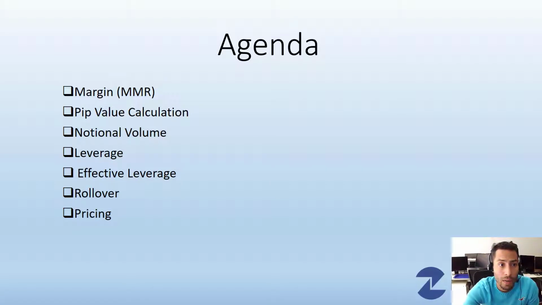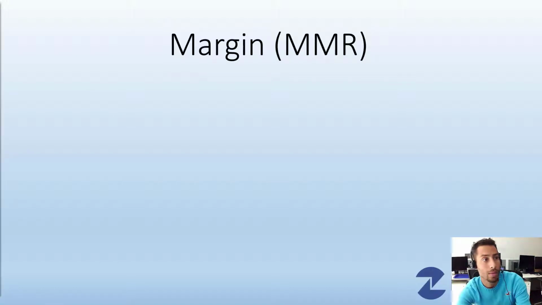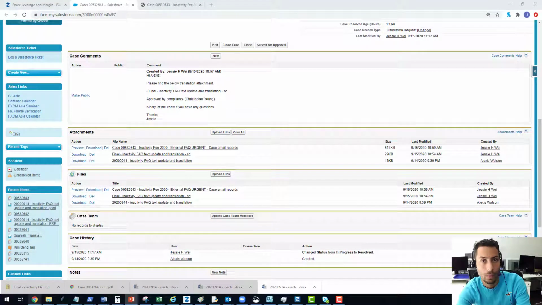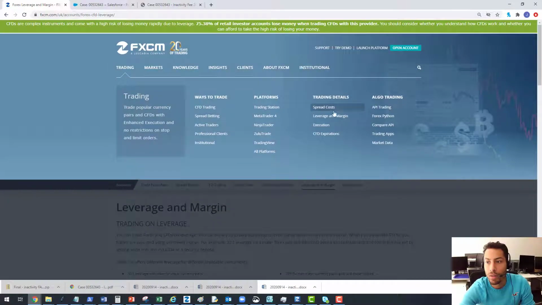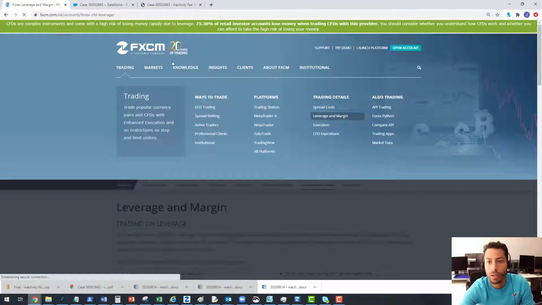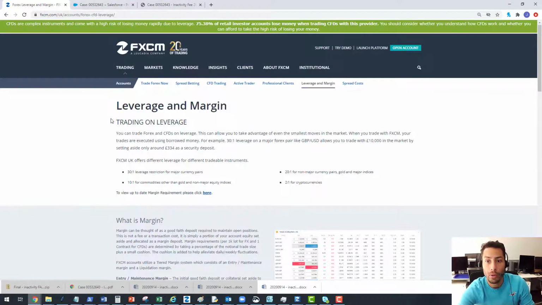So the first thing I want to talk about is margin, or MMR. MMR stands for minimum margin requirement. Now, we actually have on our website, let me find it here. If you go to the FXCM website, there is a very nice section about margin. It's leverage and margin here under trading, and it basically explains how margin works. So we're going to go through it, and then we're going to do some examples.